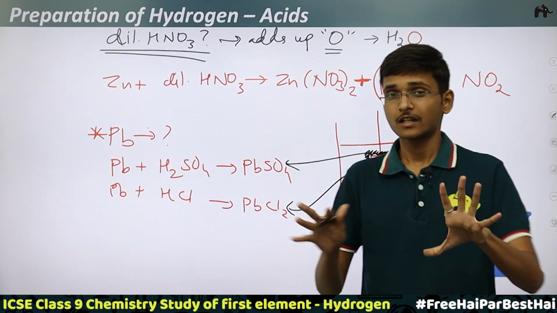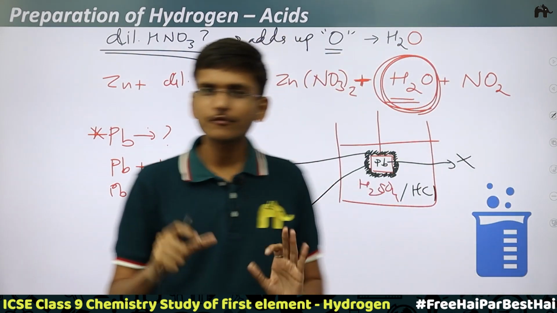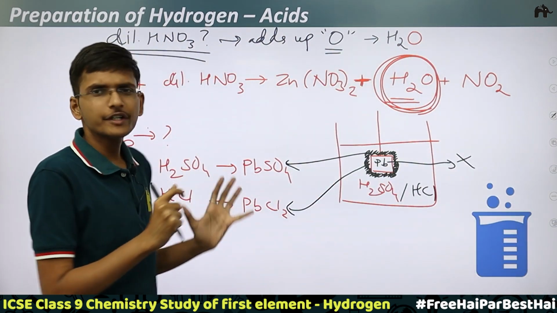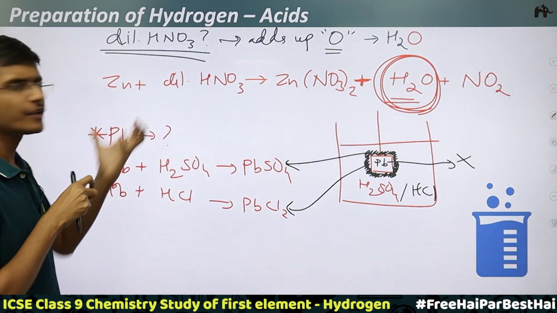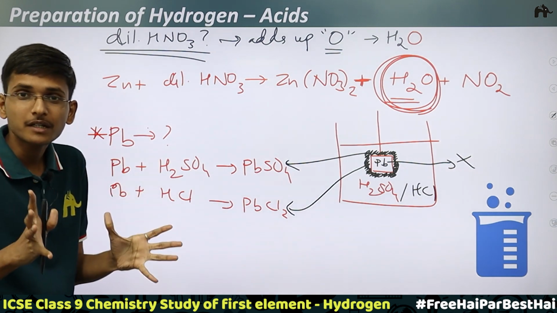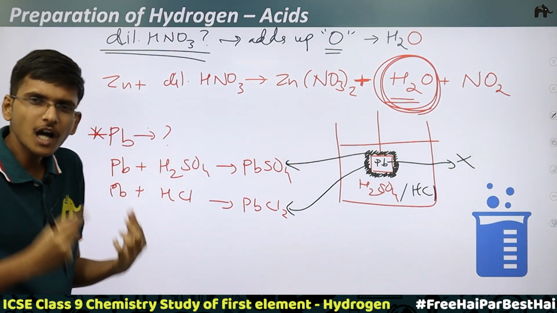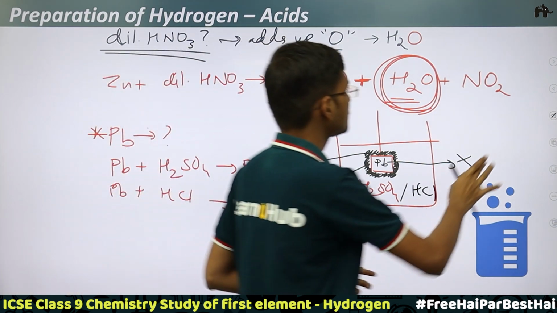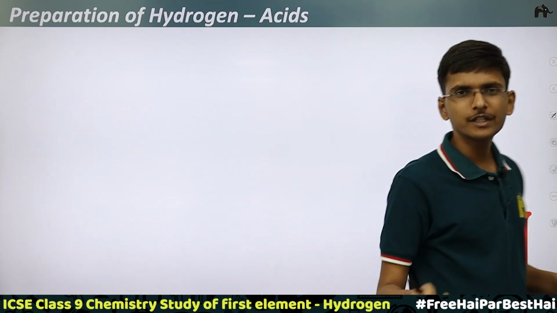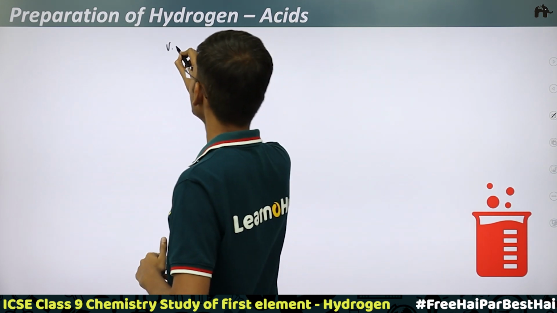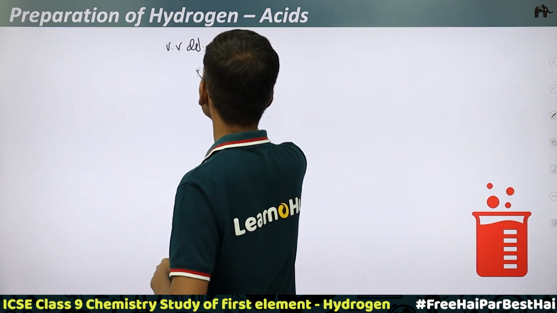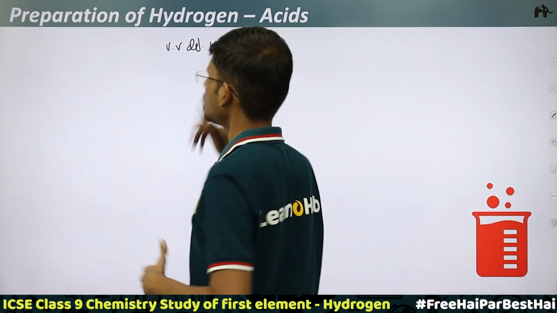Yes, so here one more interesting thing is, as I have told you, metals are not treated with dilute nitric acid, but there are two metals which can react with very dilute nitric acid. Which are those two metals? Let's see.